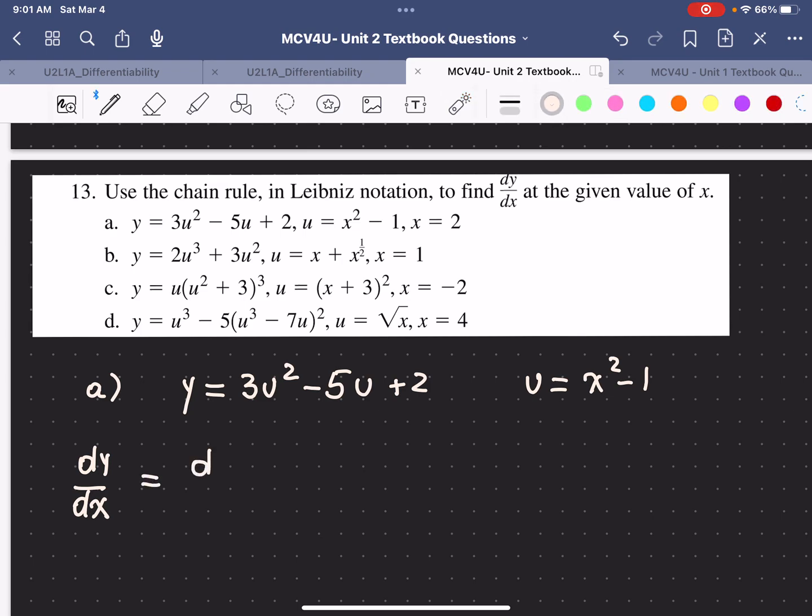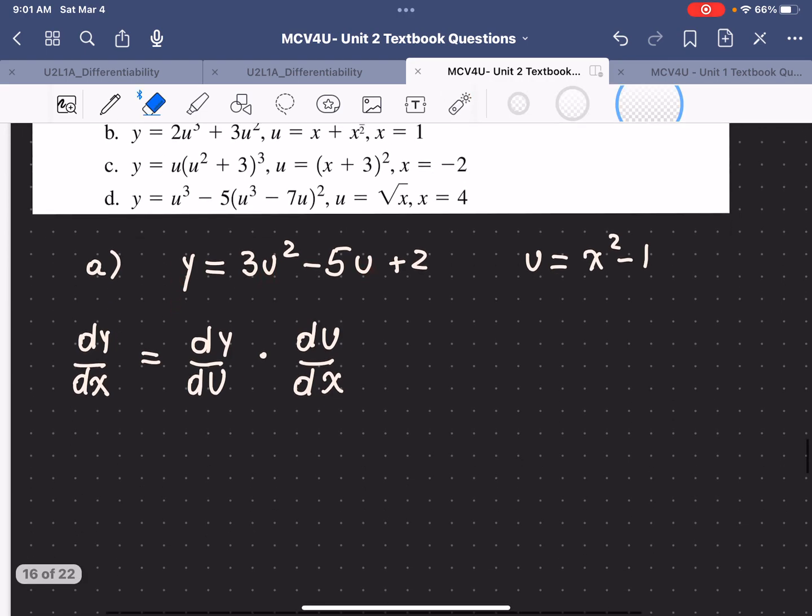We'll say that this would be dy/du, and that's because we can only differentiate y in terms of u, because that's its independent variable. But because u is a function on its own, then we have to differentiate the function u, which is the inside function of y. So let's substitute now.